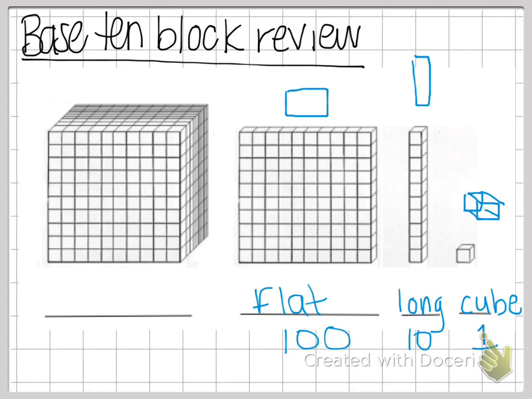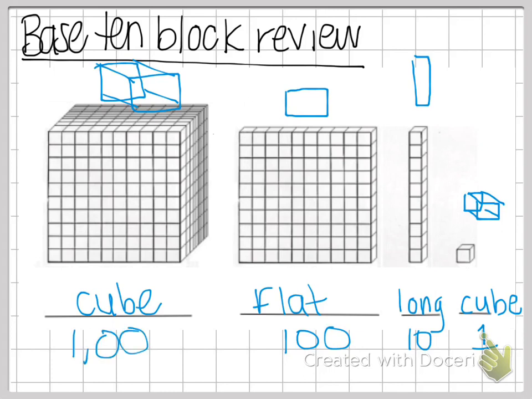Then we have another cube. You can draw this again by drawing a bigger cube than what you did for the first one. Draw your squares and connect the corners. And it is comprised of 10 flats, 100 longs, and 1,000 cubes. So this cube is worth 1,000.